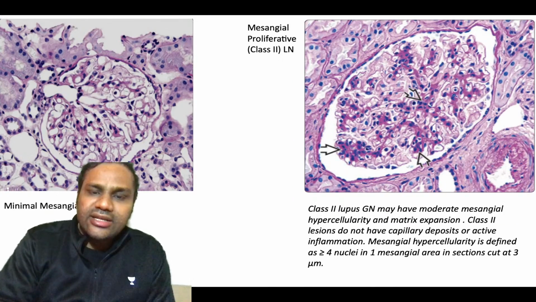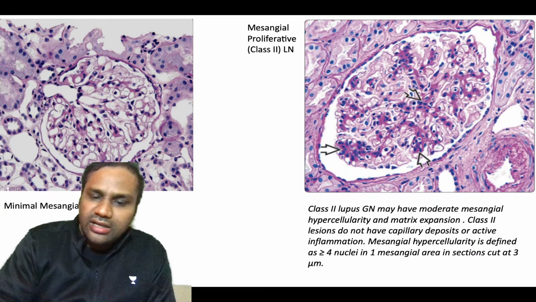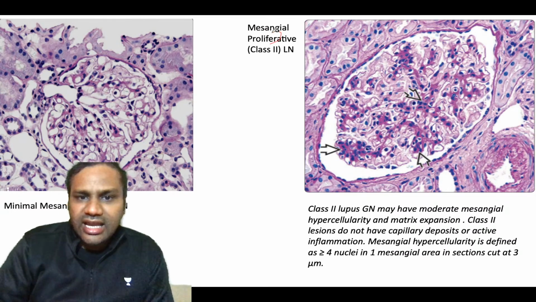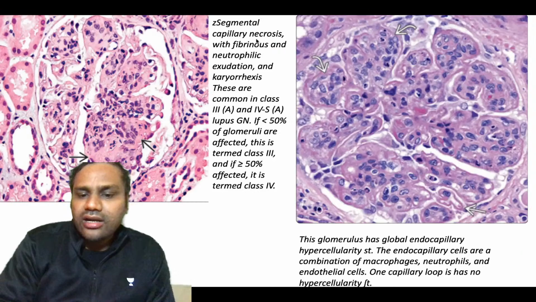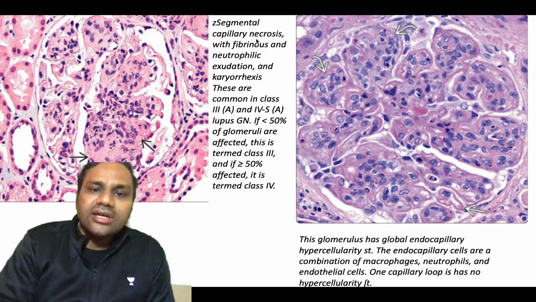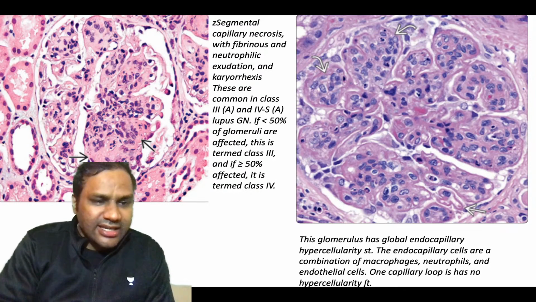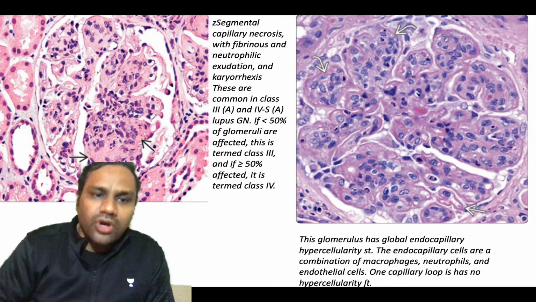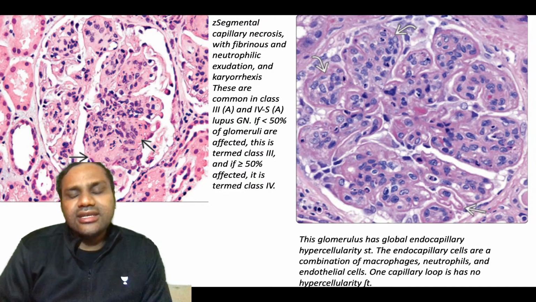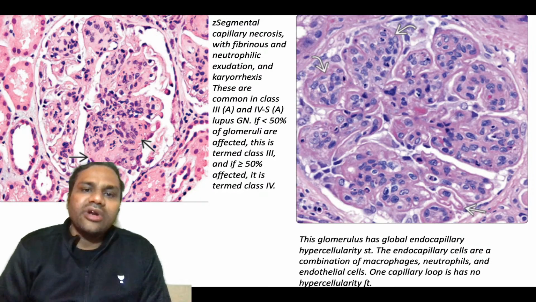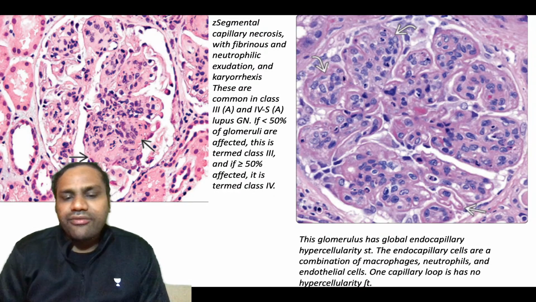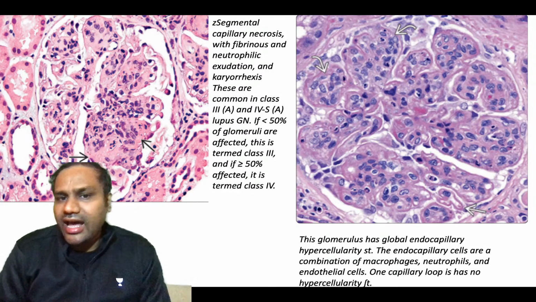In lupus nephritis, one is minimal mesangial nephritis. Then you have mesangial proliferation, that is class 2. Not so importantly, you cannot diagnose that. Then obviously you can have class 3 and class 4, where class 3 is focal glomerulonephritis and class 4 is diffuse glomerulonephritis. Diffuse proliferative glomerulonephritis and focal proliferative glomerulonephritis. So these are the different classes which you get.